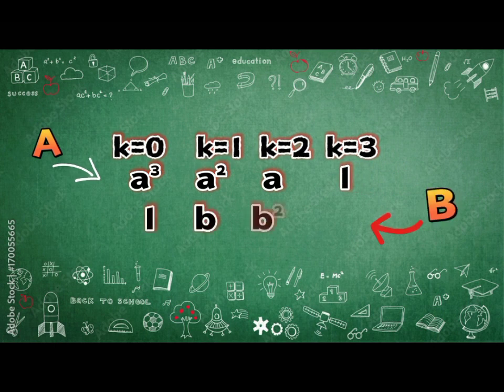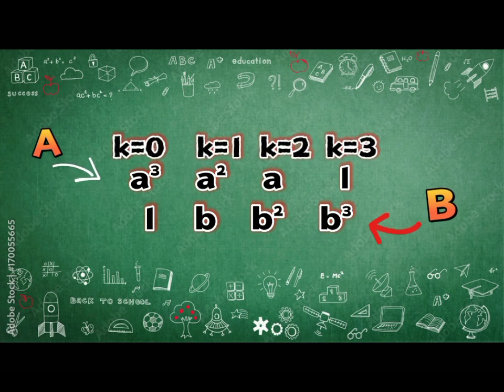The second is exponent b. Then the term of k equals 0 in exponent b is 1. Then k equals 1 is b. Next, k equals 2 is b to the power of 2. Then the last, k equals 3, is b to the power of 3.